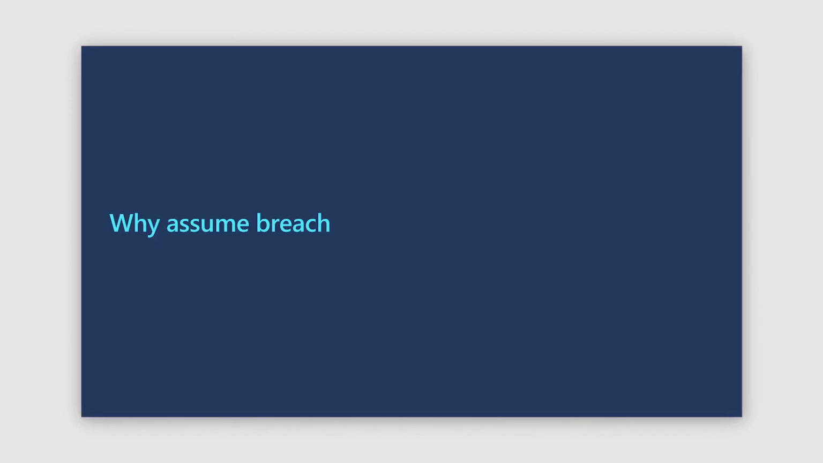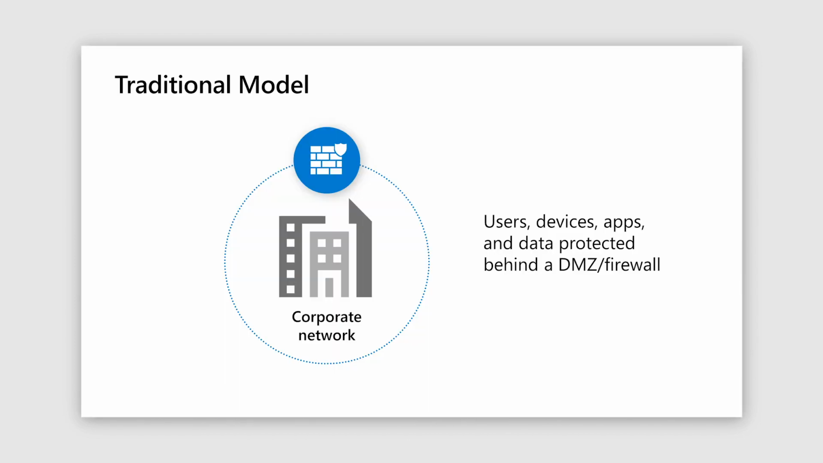Thanks, Sarah. So to kick things off, we'll start by going over what it means to assume breach and why it's more important now than ever to deploy that kind of model in your corporate environment. If we go back 10 to 20 years, this is what a traditional corporate model used to look like. All assets and resources were located under a single corporate network. Users could only access sensitive information from within a corporate network and only from a corporate issued device. Even all applications were hosted internally.